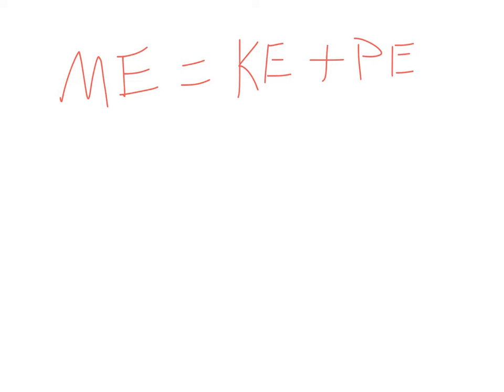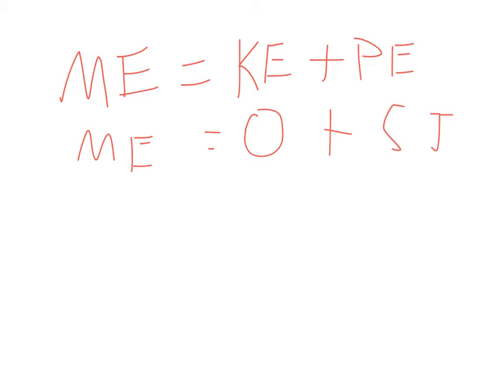In some situations, kinetic energy will be zero and potential energy will equal mechanical energy. In other situations, potential energy will be zero and kinetic energy will be equal to mechanical energy. It just depends. Okay? So for instance, if the kinetic energy is 0 and the potential energy is 5 joules, the overall mechanical energy will be 5 joules.